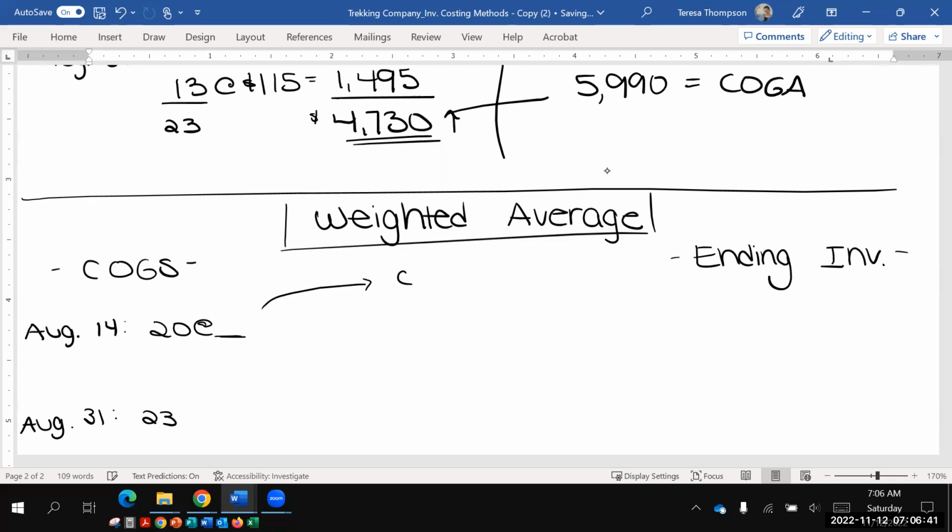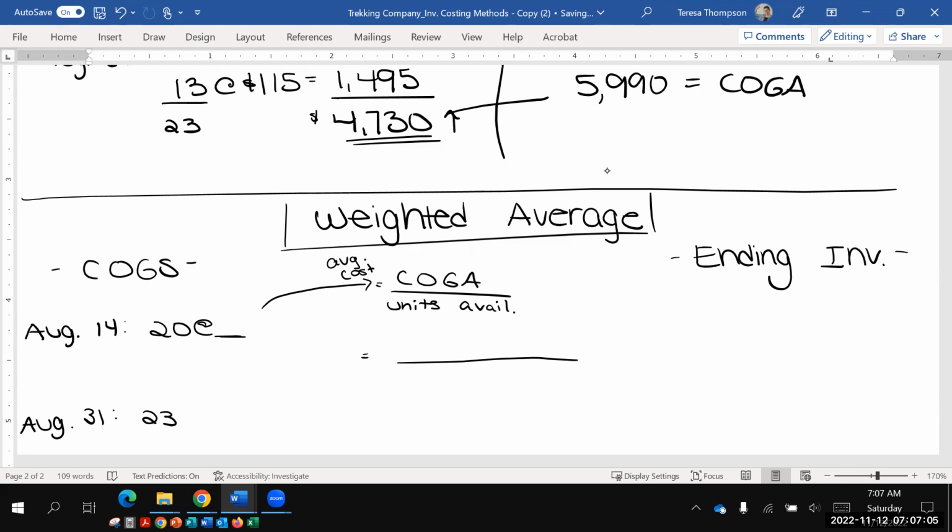Okay, so your formula is cost of goods available over units available. That's how we get our average cost. So let's give it a try. On August 14th, let's go up to our data.